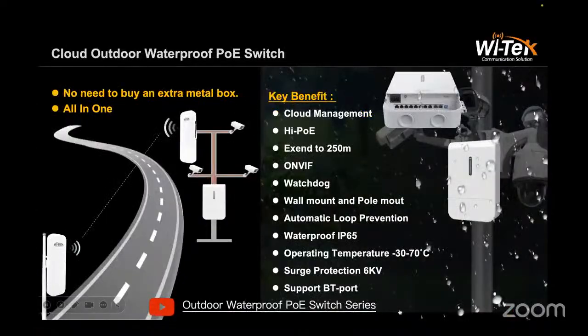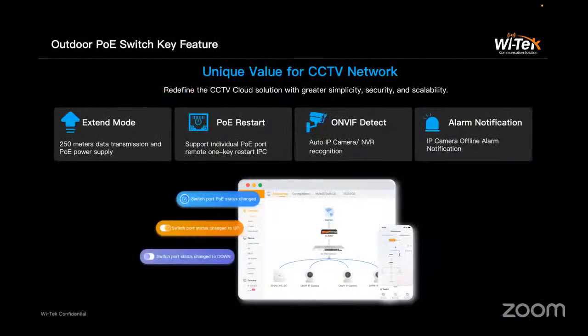Okay, let me go back to the presentation. So you can understand now, this outdoor PoE switch supports waterproof IP65, it supports BT, it supports cloud, high PoE, and onward detection. So it's really good for deploying outdoors. And for the cloud, it can detect the camera and show it in our app. It also gives alarm notifications when the camera goes offline or the switch PoE port goes down.